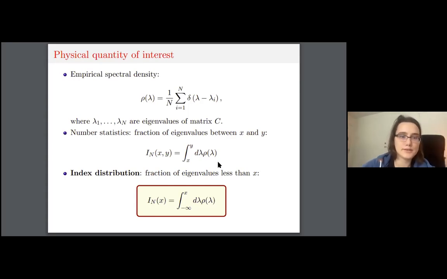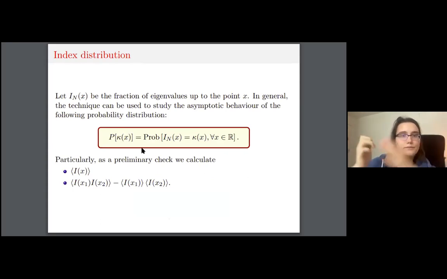Here, we will focus on the index distribution. It's the fraction of eigenvalues that are less than x. The index distribution for one random matrix is a function. And so we generate a distribution on the space of all functions. We want to study the asymptotics of the probability that this particular index distribution equals this particular function when n tends to infinity.